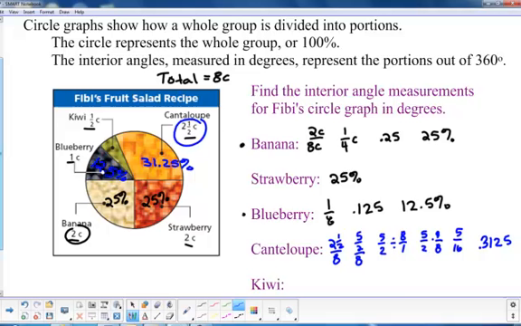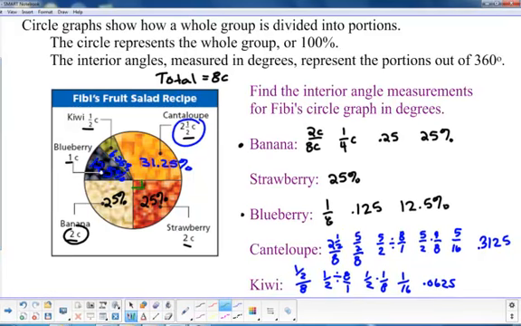And the kiwi is a half over 8. And we'll do the exact same thing. That's 1/2 divided by 8, which is 1/2 times 1/8, which is 1/16. 1 divided by 16 is 0.0625. So this section is 6.25%. The angles are a little different.